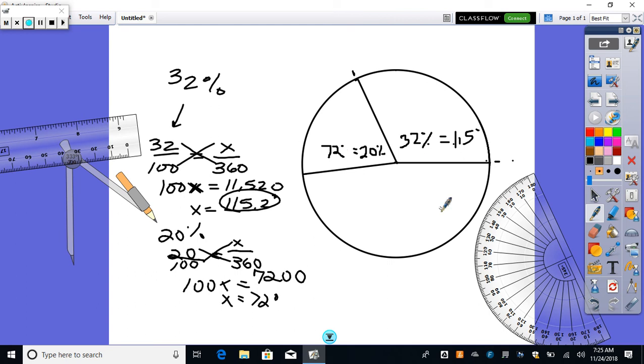Okay, so to make sure that this graph makes sense to you, if you look, 32 and 20, that's 52%. So we're just slightly greater than half. Here's the halfway mark of our graph, and so I hope that all makes sense to you.